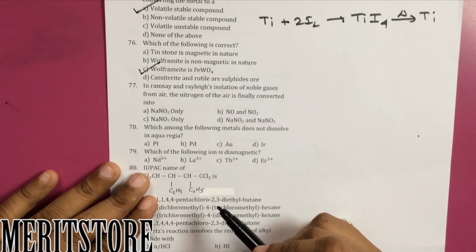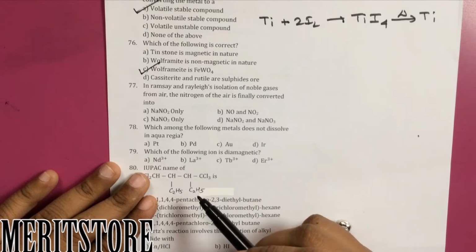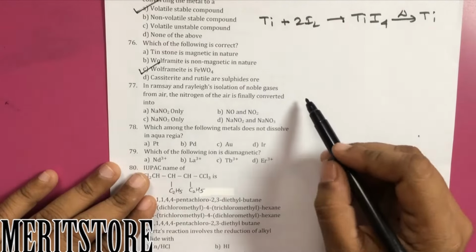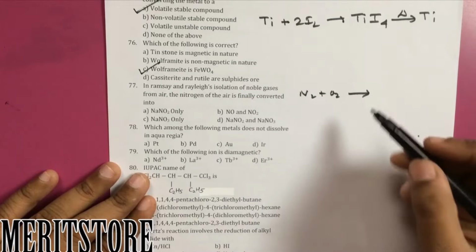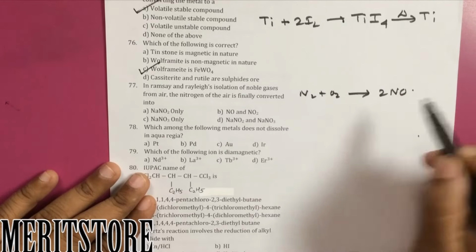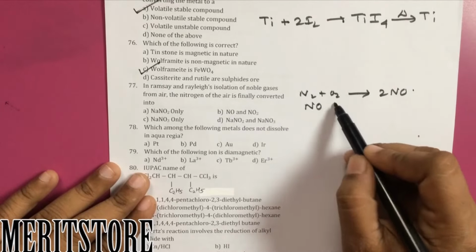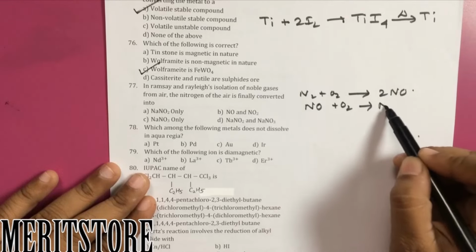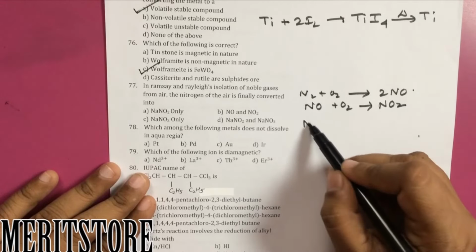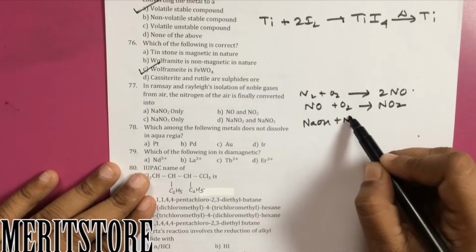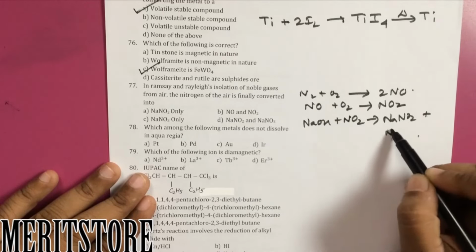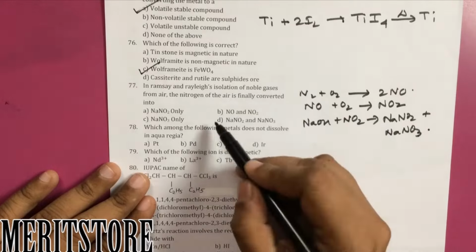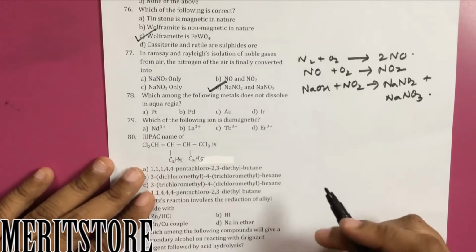Ramsay and Rayleigh's method of isolation of the noble gases from air: nitrogen in air is finally converted into what? First of all, nitrogen and oxygen react when passed through an electric spark to get converted into nitrogen oxide. This nitrogen oxide is further oxidized to NO2 and then dissolved in NaOH so as to get NaNO2 and NaNO3. Therefore, option D.